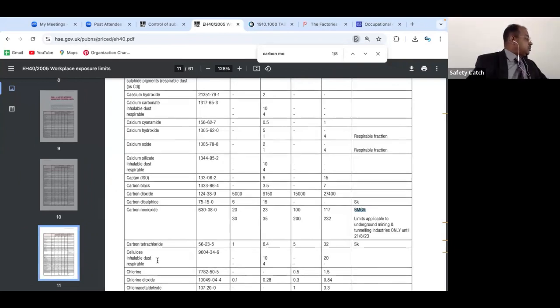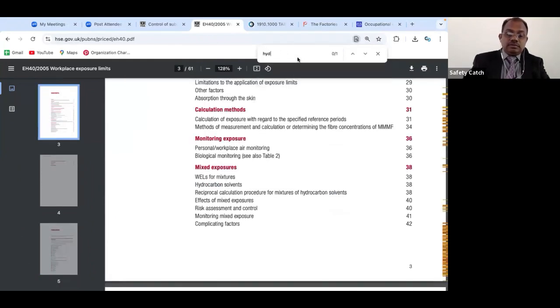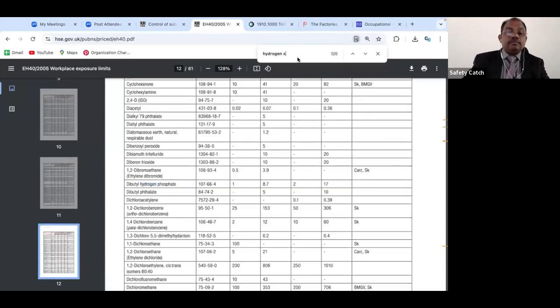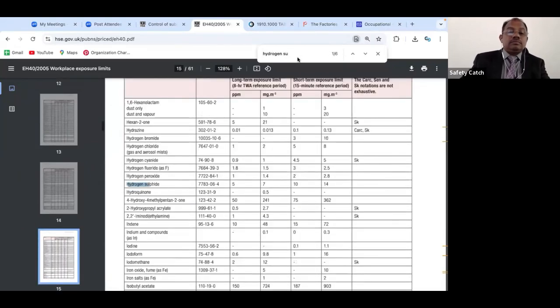Suppose anybody wants to check, let us say hydrogen sulfide, H2S. So here we type hydrogen sulfide. Here you can see hydrogen sulfide. The CAS number is there. For some chemicals, you will see the CAS number is not there because it is not allotted, maybe because some revision is going on. So we have to accept it.